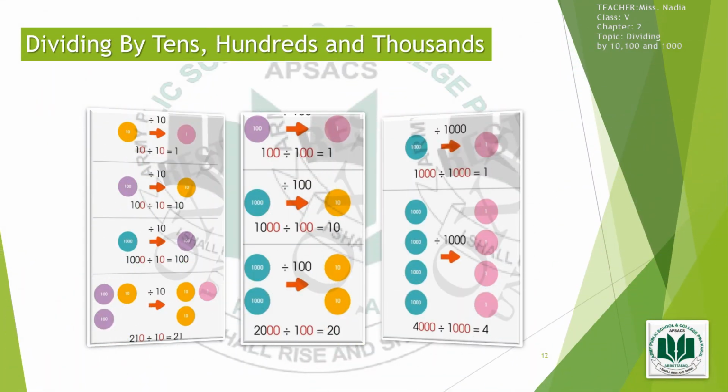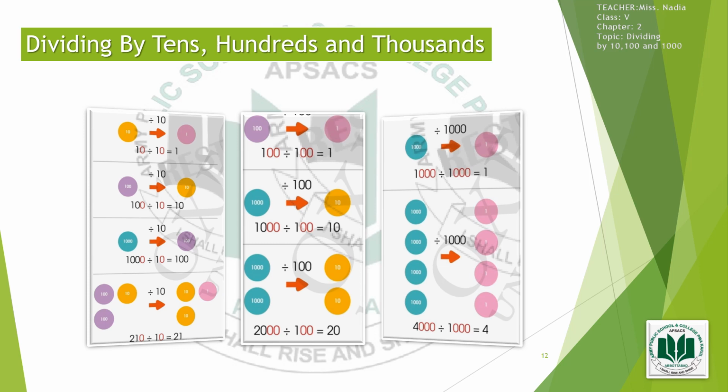Dear students, before this we have learned the multiplication of a whole number by 10, 100 and 1000 and by multiples of 10, 100 and 1000. Now we will learn how to divide a whole number by 10, 100 and 1000. Look at these examples. 10 divided by 10 is 1, 100 divided by 10 is 10, 1000 divided by 10 is 100. That is, 1 zero is removed from the end of the number.